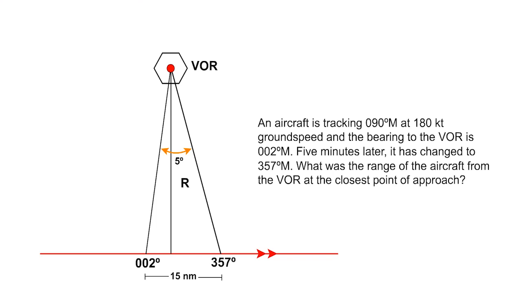For each 60 miles of range, 5 degrees is subtended by 5 miles. At 60 miles range, the base of the triangle will be 5 miles. At 120 miles, it will be 10 miles. And at 180 miles, it will be 15 miles. Therefore, the range at the closest point of approach was 180 miles.